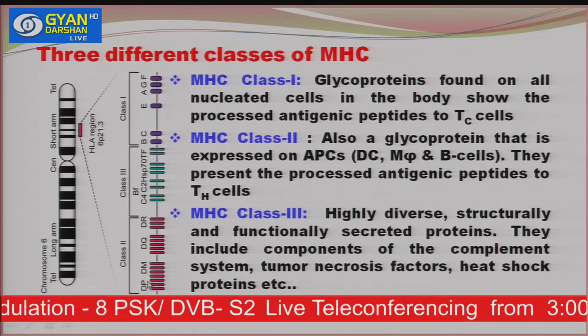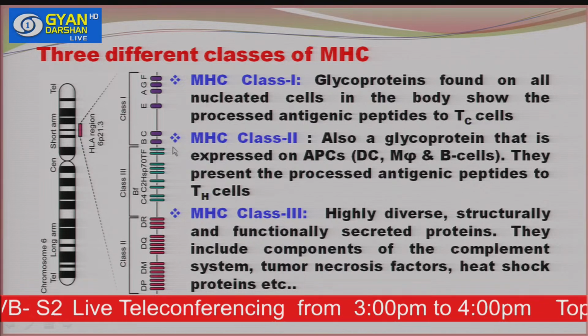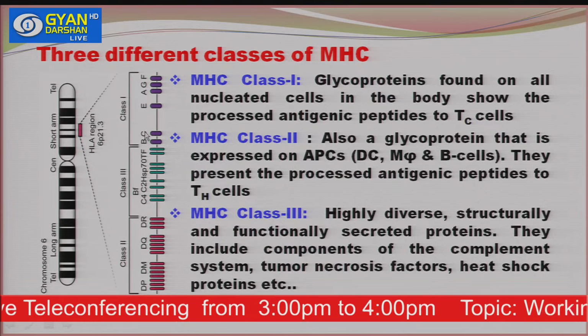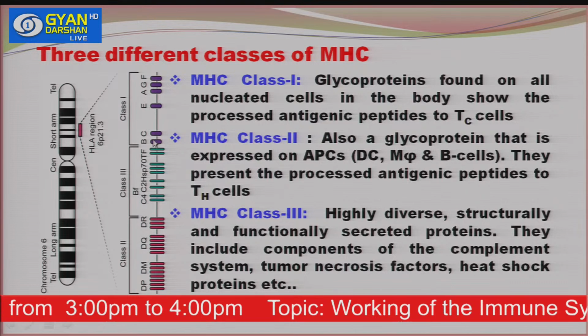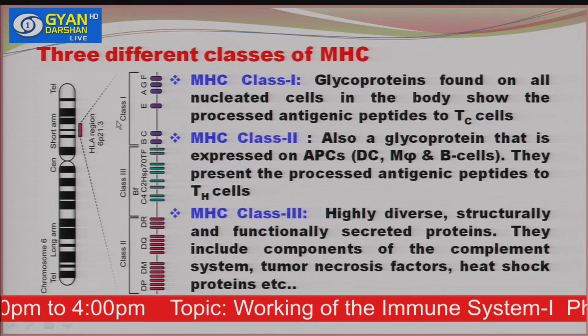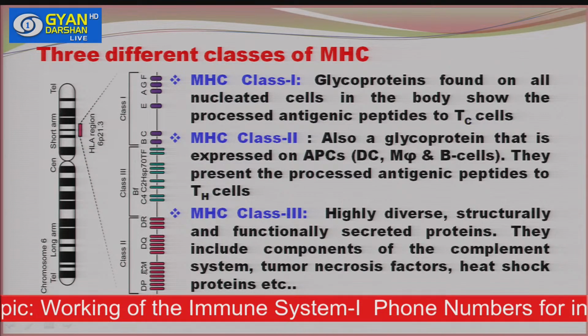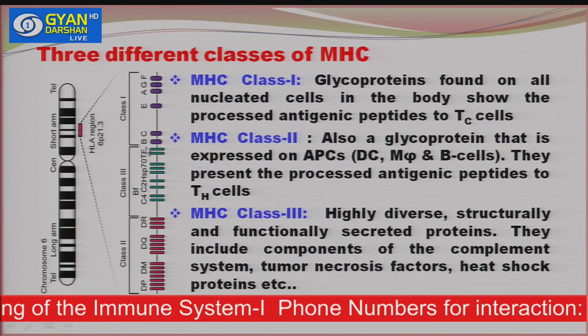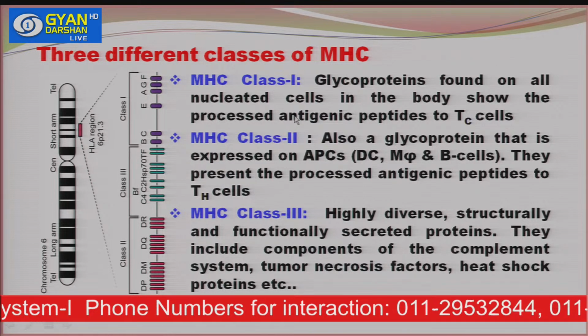These are certain genes involved in the MHC class II molecule. Here are A, B, C, D, E, F. These are the genes present on chromosome number 6. This is class I MHC, class II MHC. Here are certain genes involved in the class III MHC molecule.